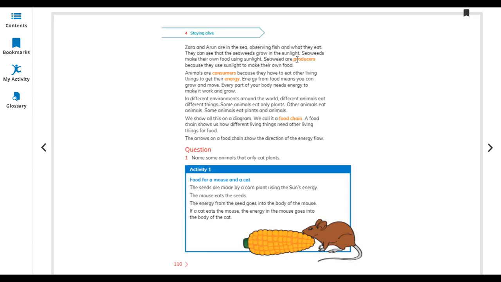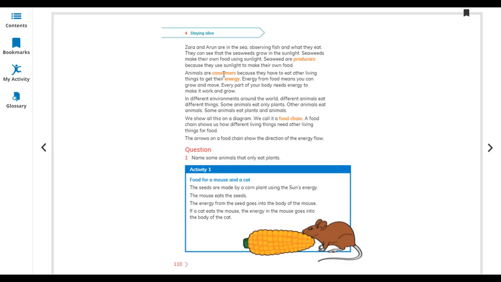Producer means any living thing which makes its own food, not depending on other things. Humans are not producers. They depend on vegetables and animals, and other food which they are not making. But plants are producers. They make their own food inside, with the help of sunlight, because they use sunlight to make their own food.